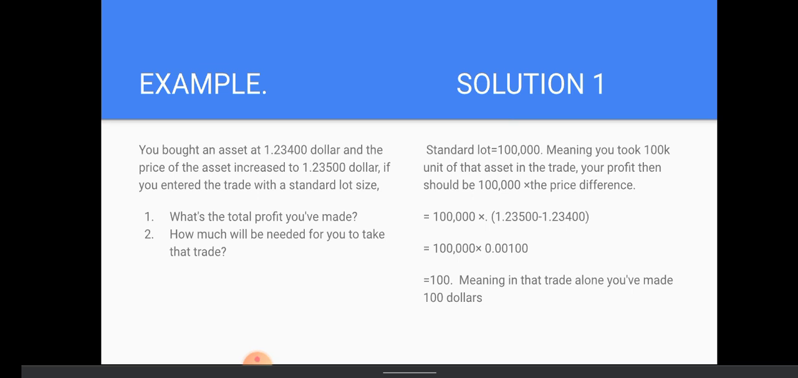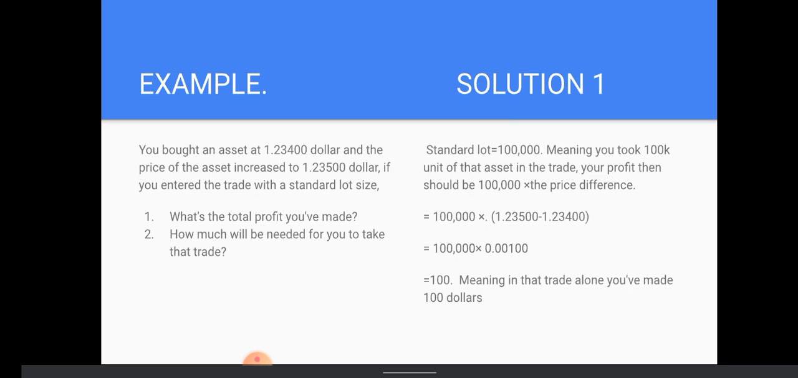The gain we're making on just a unit will be what? 0.001. Now if we are going to make that 0.001 gain on a unit of that asset, then how much are we going to be making on 100,000 units of that asset? It simply means we are going to multiply 100,000 times 0.001. You get? So now let's go to the solution.